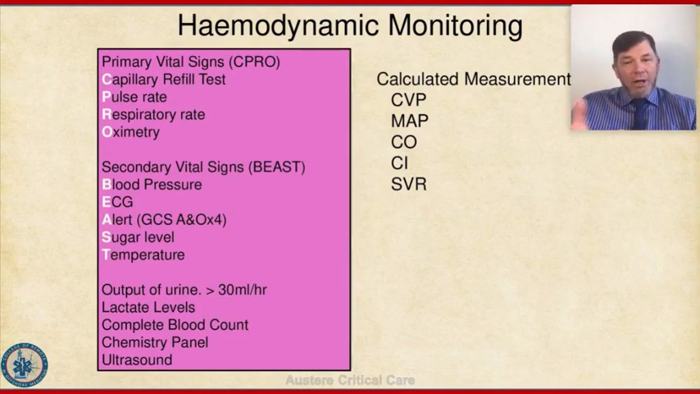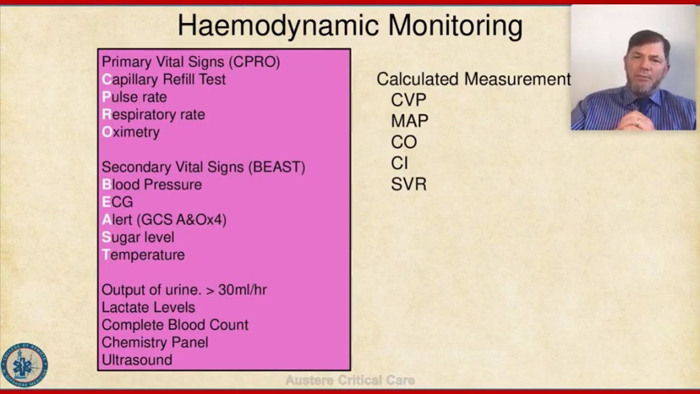With critical casualties, we don't do peripheral capillary refills. He might be in a cold environment or something. We always do sternal capillary refill. You get their pulse rate, respiratory rate, and oximetry. And the CPRO is going to tell us immediately if we have a critical casualty or not.